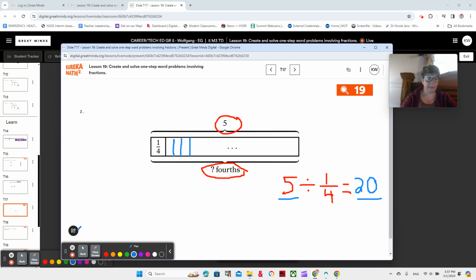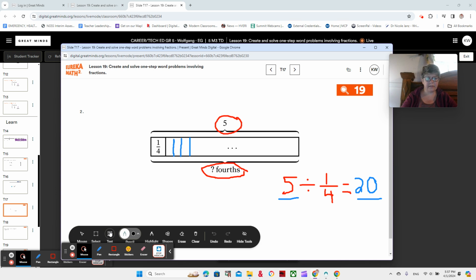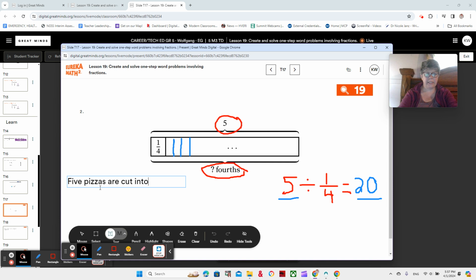I think I might be able to type it if I use this one. Let's see. That might be handy. Yes, hooray.